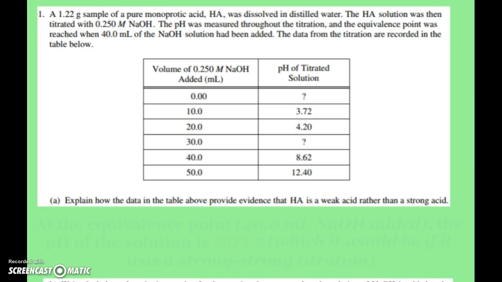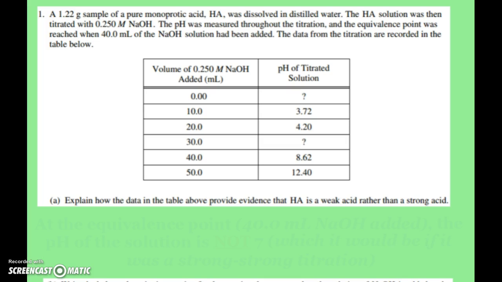Okie doke, so we're going to look here at the 2012 AP exam, question number 1. And we see here we have a titration, so we've got some lovely acid-base chemistry. Hopefully you are excited about this because you're comfortable with it. Okay, so first thing we see: a 1.22 gram sample of a monoprotic acid, HA, is dissolved in water.